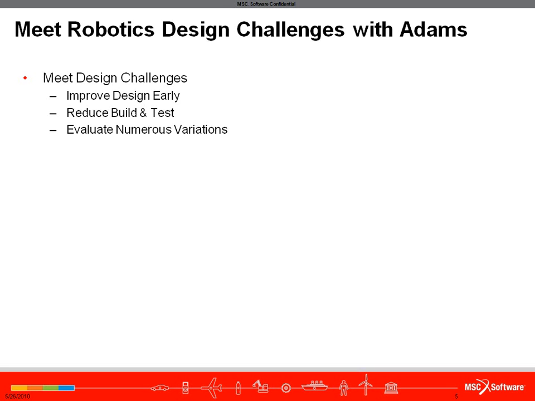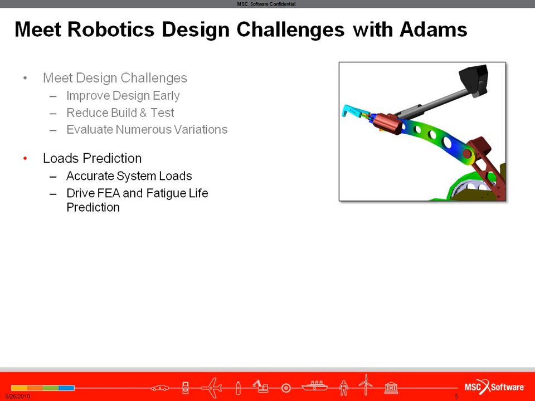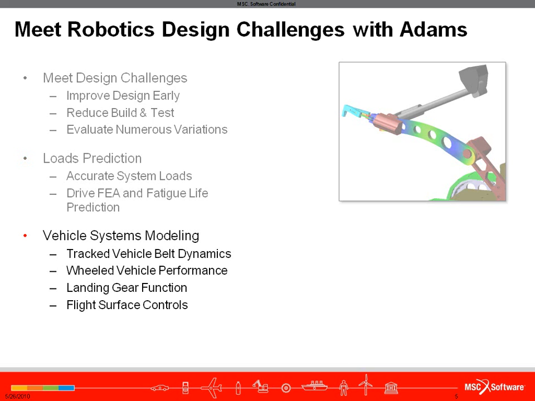So what are some of the specific challenges? Loads prediction, be it due to the internal mechanisms themselves, external forces and tasks such as moving heavy objects, or most often a combination of both. Robots can be subjected to severe loading while having aggressive design requirements for lightweighting and durability. This necessitates accurate load prediction, since without it, FEA stress and fatigue life predictions will be incorrect.